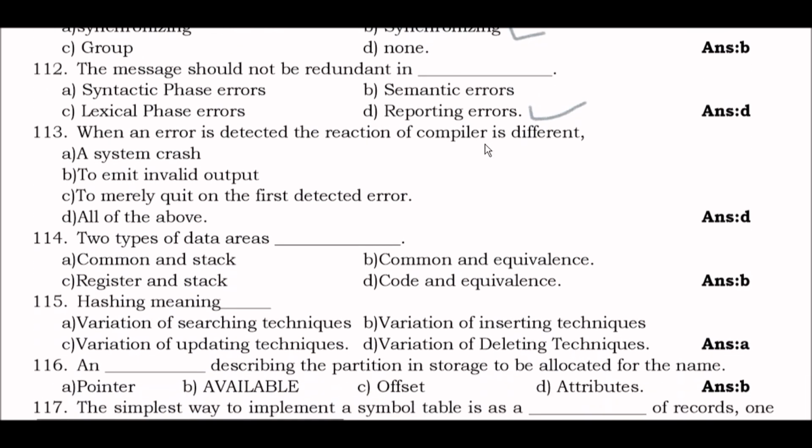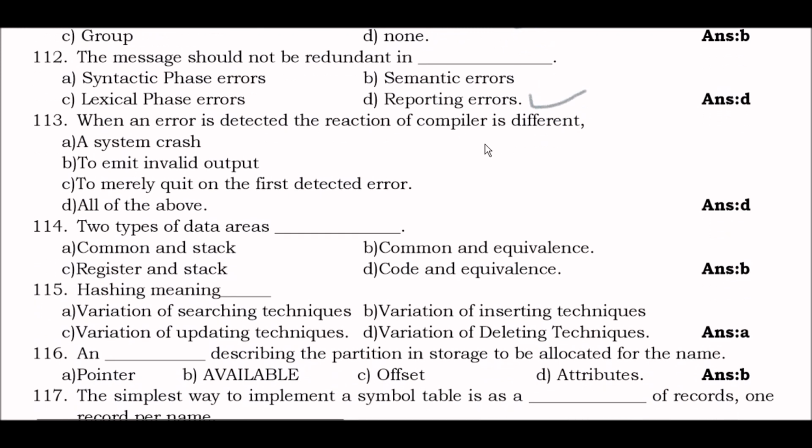Next question. When an error is detected, the reaction of compiler is different. So option D is the right answer, all of the above, because when an error is detected, the reaction of compiler can be a system crash, emitting invalid output, or merely quitting on the first detected error. So the right answer here is option D, all of the above.